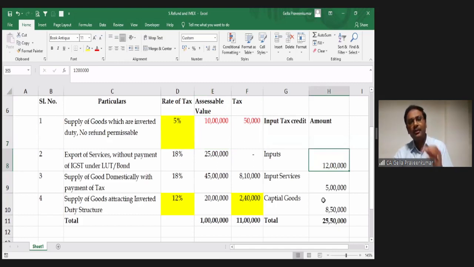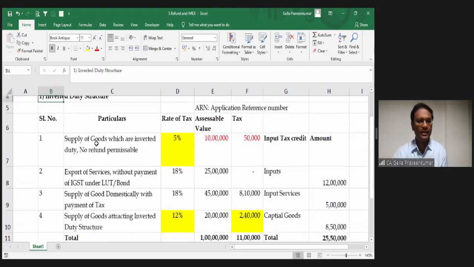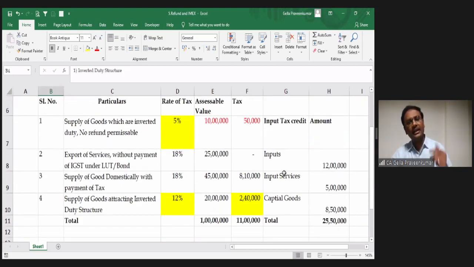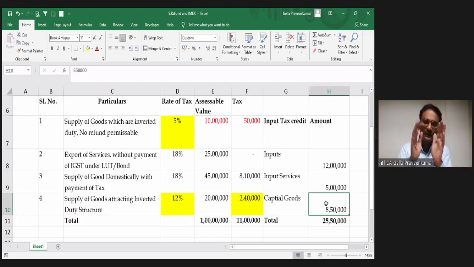Before we proceed further, one question to you. I have inputs, I have input services, I have capital goods. My category is inverted duty structure. Please confirm, can I claim refund on inputs, input services and capital goods, all the three, or only inputs and capital goods, or inputs alone? I repeat my question. When I think of claiming a refund of input tax credit in relation to inverted duty structure, can I claim a refund on all three, or only inputs and capital goods, or inputs alone? What would be your answer? Let me see your answer, then we go further.